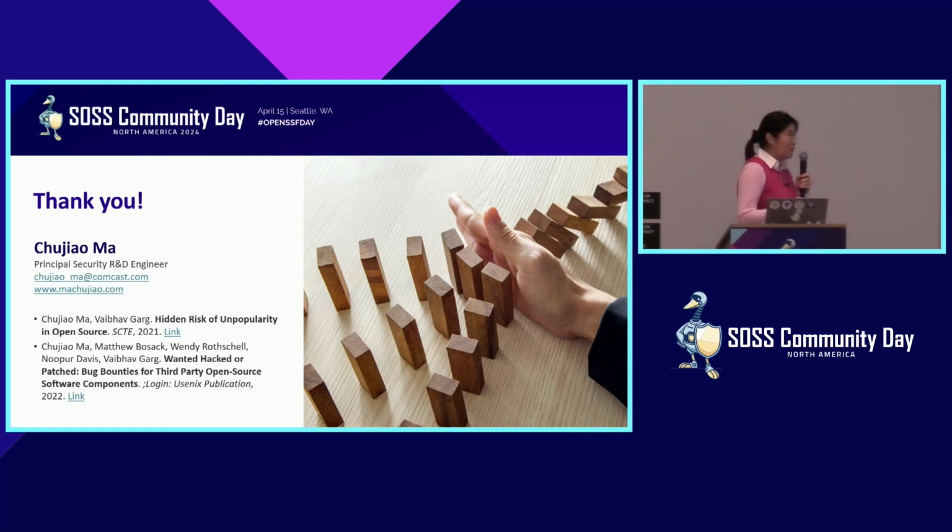And if you're interested in the detail for any component of the presentation, they are in the 2 papers listed. I'm old school, so I didn't put a QR code on there. But the hidden risk of unpopularity is something that can help you figure out, if you're using millions of open source libraries, how can you narrow it down to the concentration of risk? And you can look at different components of security, of popularity, of code characteristics. And then there's also the bug bounty detail in the second paper as well.